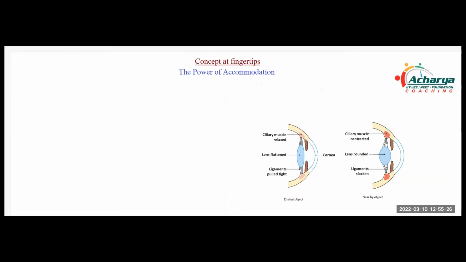Today, let us see the topic, the power of accommodation. So the power of accommodation is the property of eye lens to accommodate for nearby and far away objects. The curvature of the eye lens can be modified to some extent by the ciliary muscles. So there is this diagram given. Let us see.